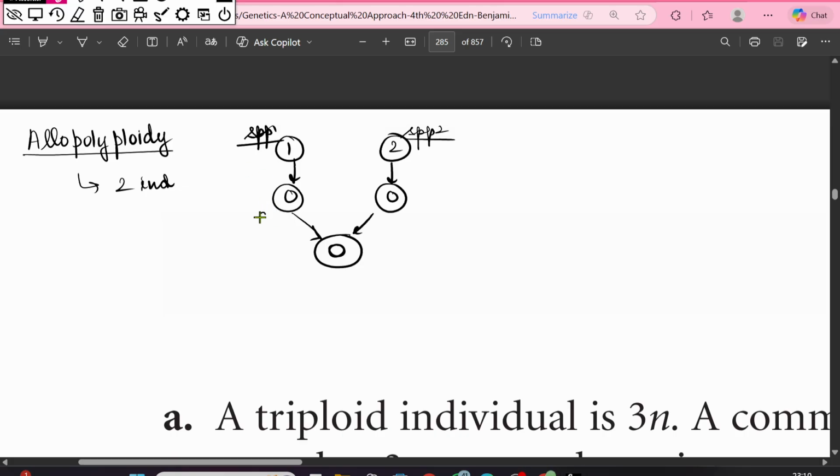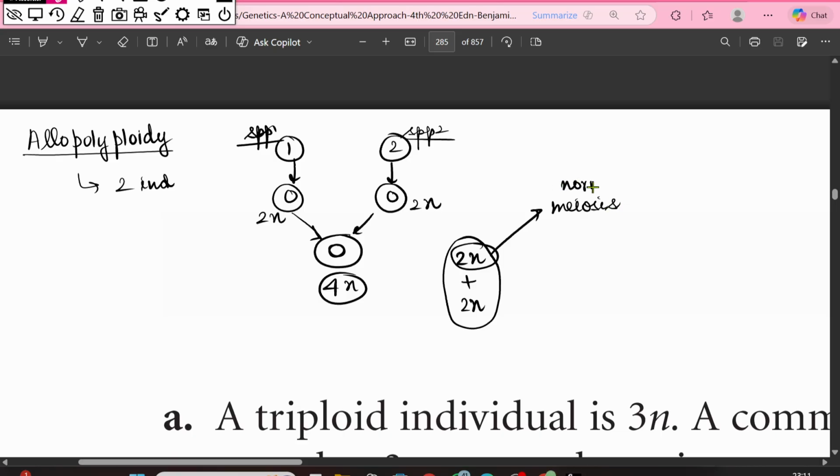Now suppose the gamete here was 2n and here also it was 2n. So this became 4n. Now this is a difficult situation because the two species were different and their chromosomes were also different. They did not actually fuse; they were in a 2n plus 2n condition. Now sometimes, due to rare mitotic disjunction, this particular pair is capable of undergoing normal meiosis, and this particular set of chromosomes is also capable of undergoing normal meiosis.